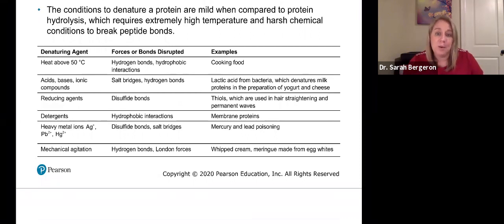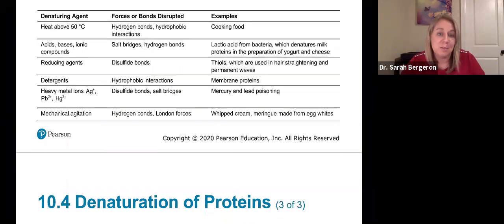And then mechanical agitation. So if you are going to make a meringue, right, from your egg whites, you're going to put it in the mixer and beat them until they get stiff peaks, right? So what are you disrupting? You're disrupting hydrogen bonds and London forces.